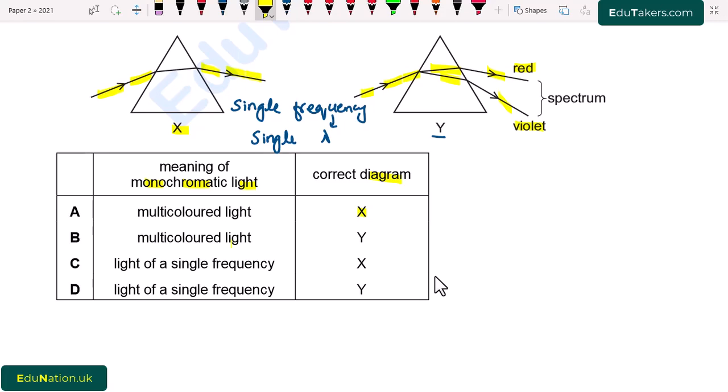B, multicolored light and Y, it is also incorrect. C, light of single frequency and X. So this is correct.